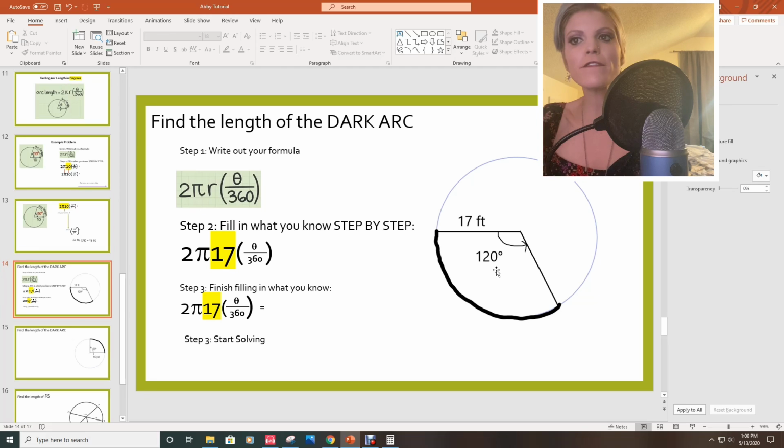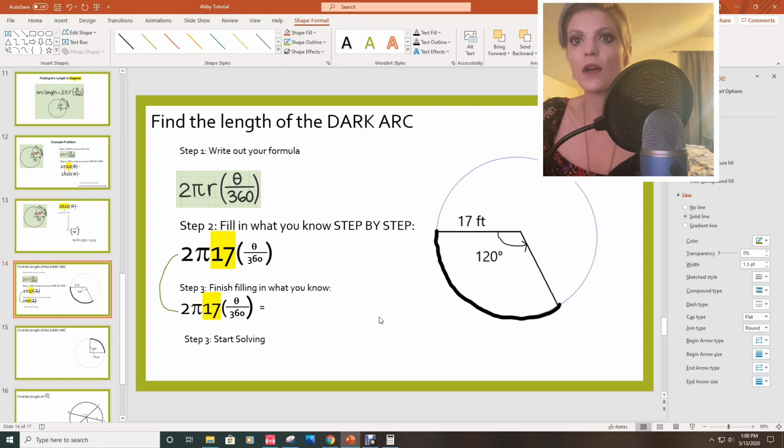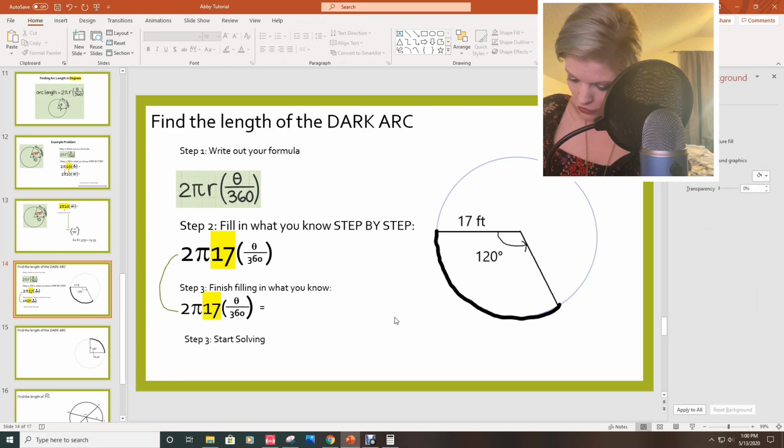Step 3, finish filling in what you know. So I'm going to write it again. Let me get my pencil from the computer. I'm going to bring this 2 pi 17 down here. Okay, 2 pi 17. And now I'm going to fill in the next item that has been provided for me, which is my central angle right here, this 120 degrees. So I'm going to have 120 over 360, and I will close my parentheses. So let me change that here.